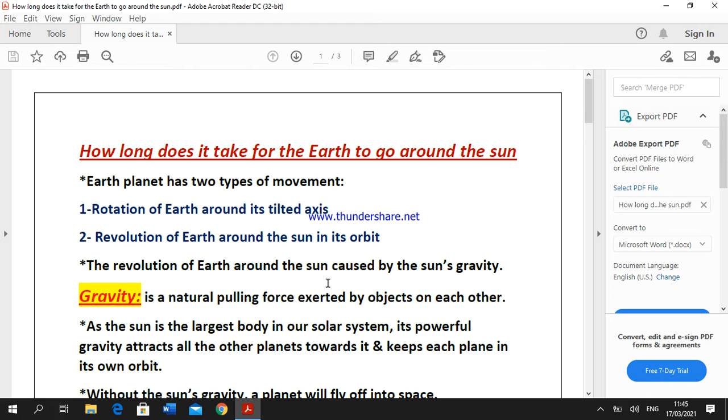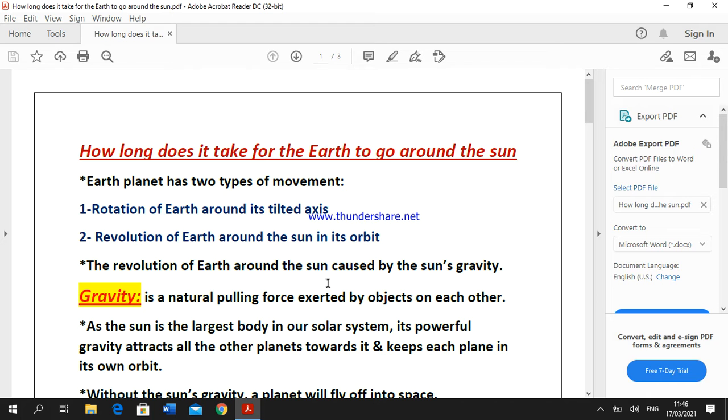The Earth's tilted axis is responsible for the day's hours sometimes not being equal to night hours, okay? And today, I will talk about the revolution of the Earth around the Sun in its orbit, okay? The revolution of Earth and the other planets around the Sun is caused by the effect of the Sun's gravity, okay? Where gravity is a natural pulling force, a type of natural force exerted by objects on each other.